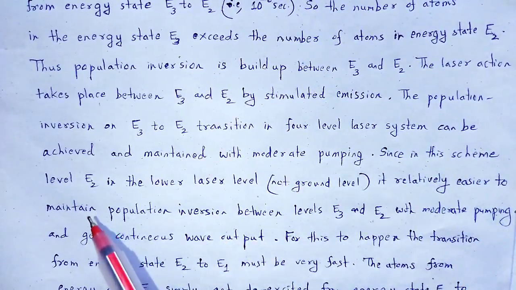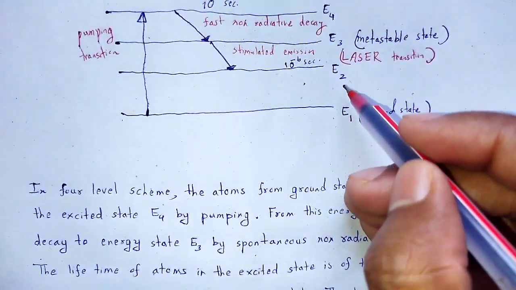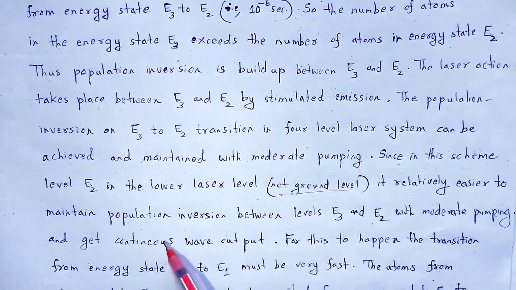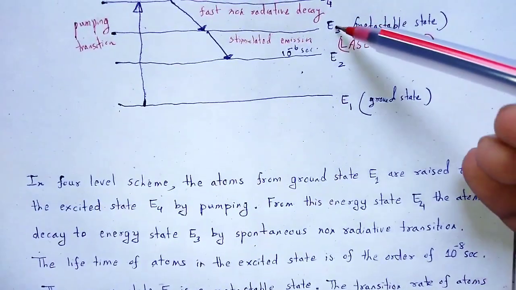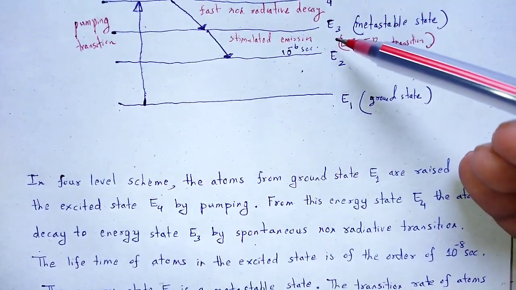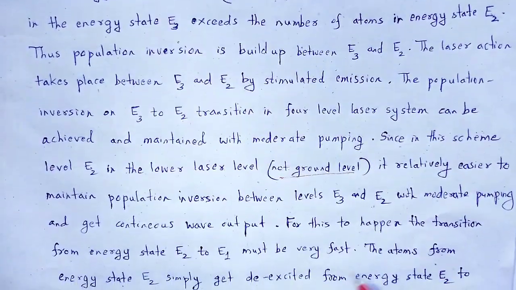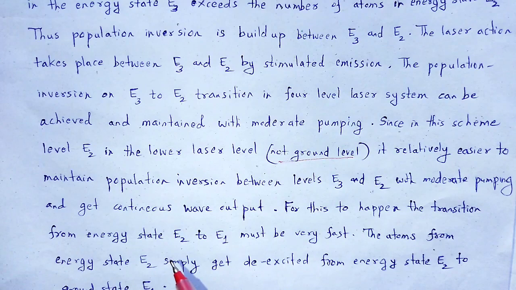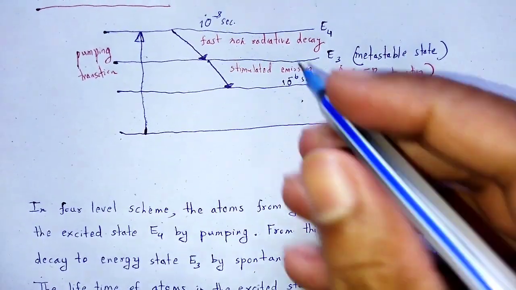Since in this scheme the lower laser level E2 is not the ground level, which is E1, it is relatively easier to maintain population inversion between the levels E3 and E2 with moderate pumping, and get continuous wave output. For this to happen, the transition from energy state E2 to E1 must be very fast.